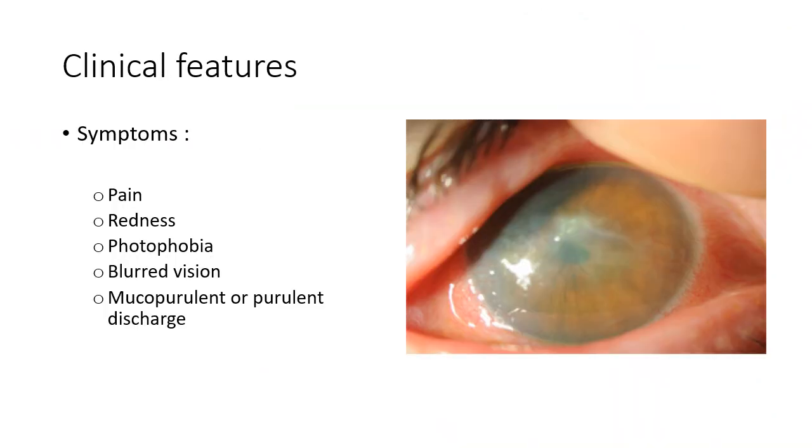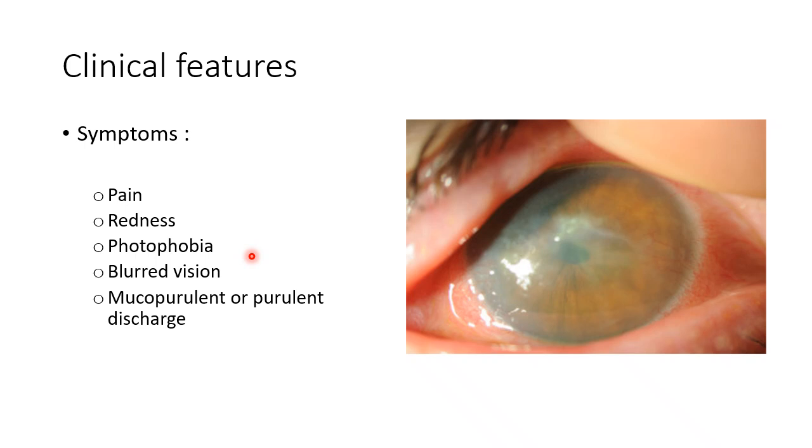Right. Clinical features, I think you can very well imagine there is pain, redness, photophobia, that is intolerance to ambient light conditions. Why? Because of exposure of the naked nerve endings present in the epithelium. So, commonly asked question, why photophobia happens?